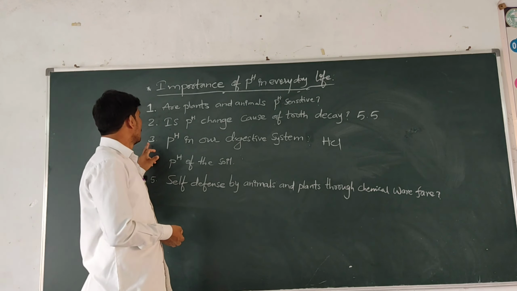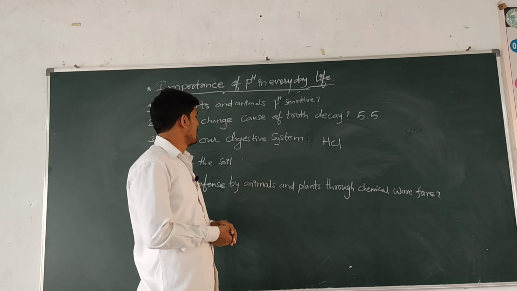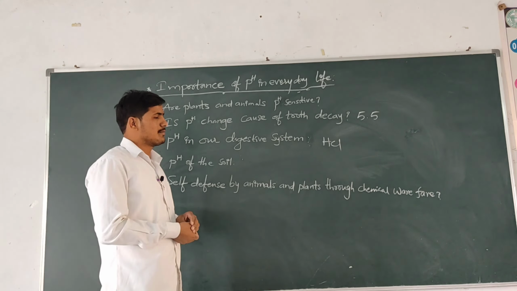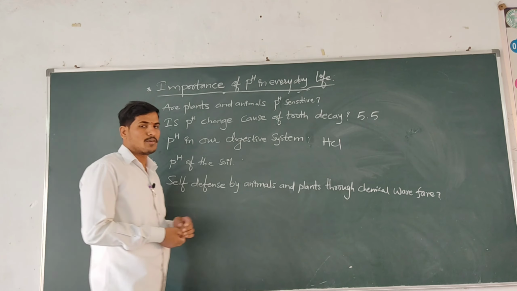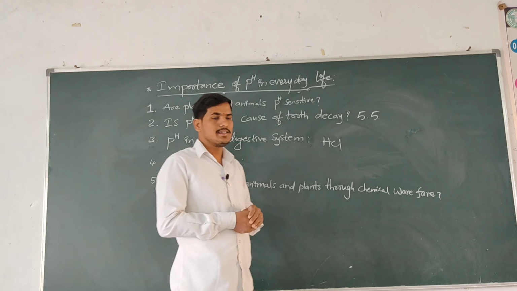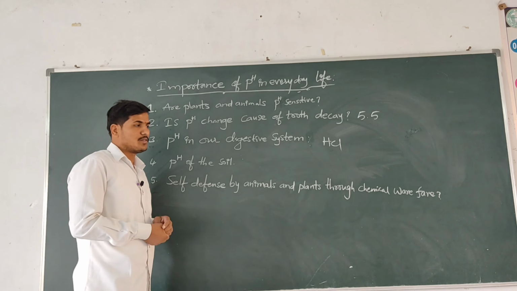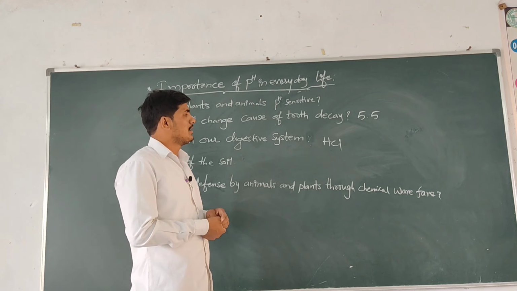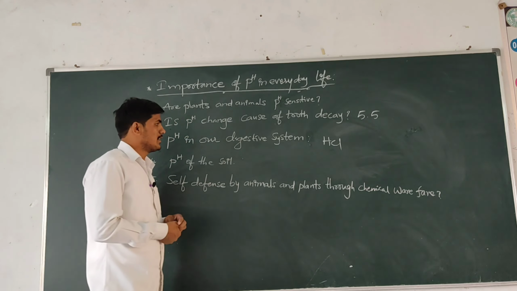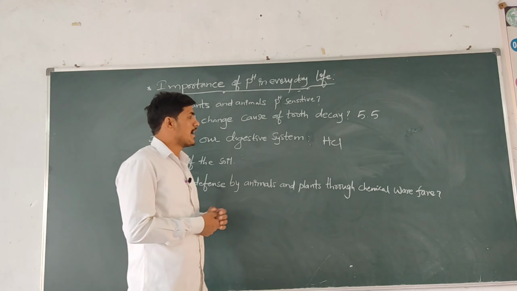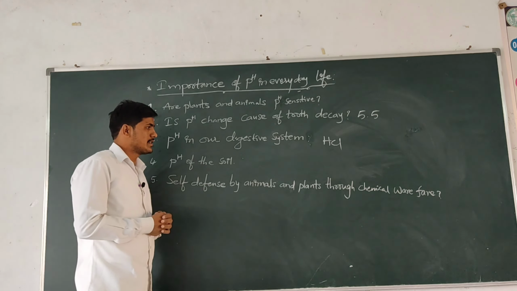So next point, third one, pH in our digestive system. It is a very interesting topic. In our stomach, hydrochloric acid is produced. It is helpful to easily digest the food. So when a person takes a heavy meal, the person will suffer from indigestion. In that time more hydrochloric acid will be produced. It will be harmful to the walls of the digestive system.